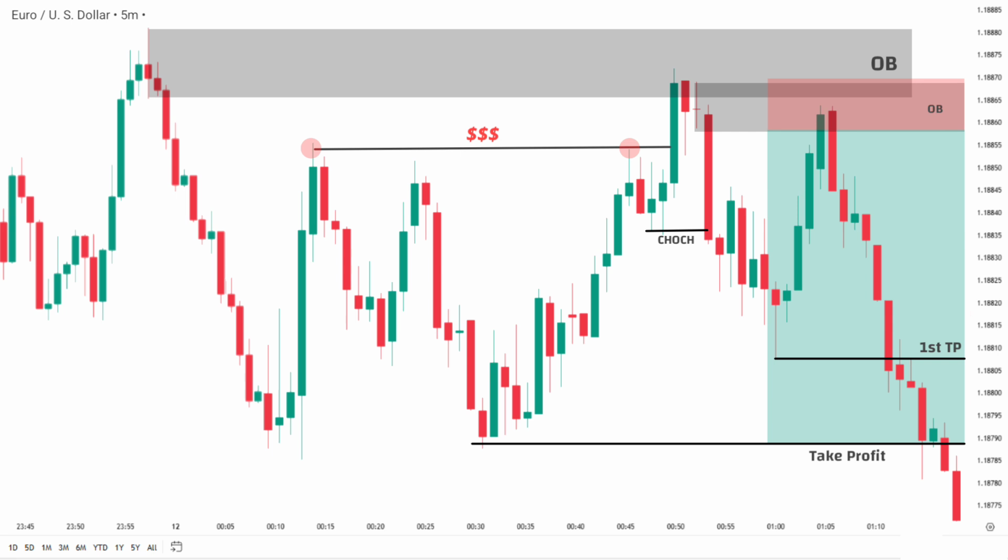This approach is not limited to a specific pair or time frame. Results depend on proper testing, session selection, and execution discipline. Order blocks are not standalone signals. They only work when structure, liquidity, volatility, and timing align.